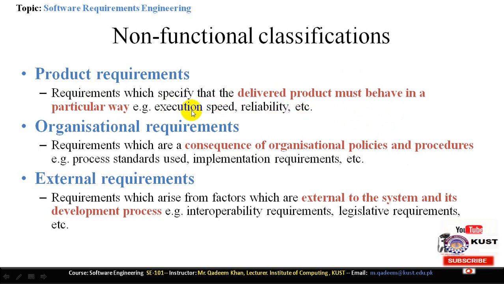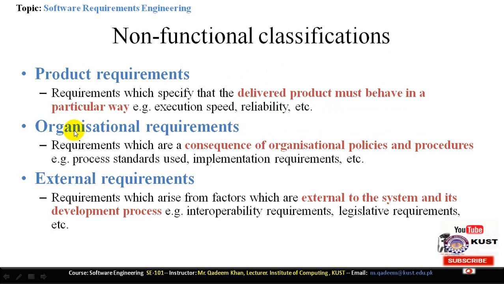For example, execution speed here means the number of operations, the number of unit times required to execute the transaction. For example, if one transaction requires 2 nanoseconds, then 10 transactions require 20 nanoseconds. And also reliability is an example of the non-functional requirements for the product requirements. Reliability means that the system must perform its operation every time, in every case.